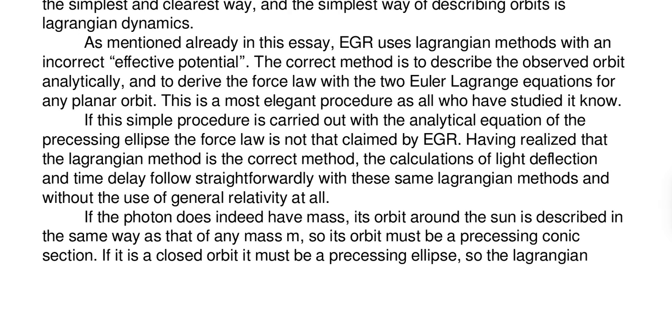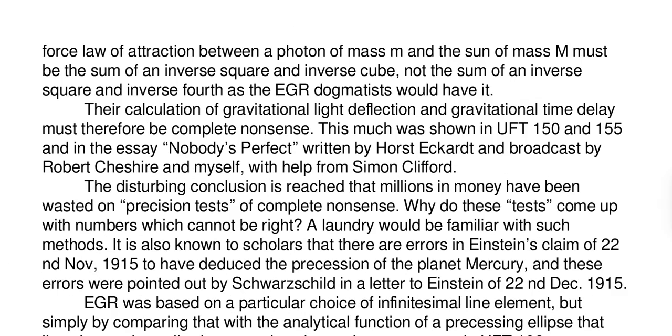Having realized that the Lagrangian method is the correct method, the calculations of light deflection and time delay follow straightforwardly with these same Lagrangian methods and without the use of general relativity at all. In ECE 2, everything is described very simply and elegantly with special relativity in a space with finite torsion and curvature. If the photon does indeed have mass, its orbit around the Sun is described in the same way as that of any mass. So its orbit must be a precessing conic section. If it is a closed orbit, it must be a precessing ellipse. If it is an open orbit, a precessing hyperbola rather than parabola.